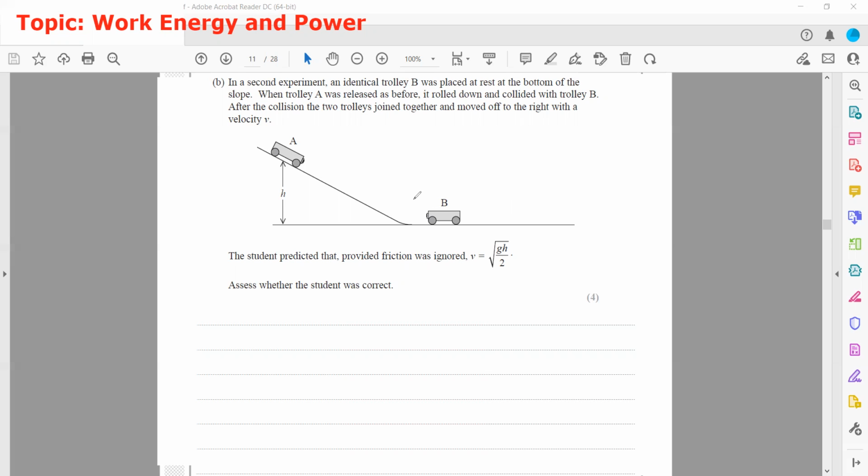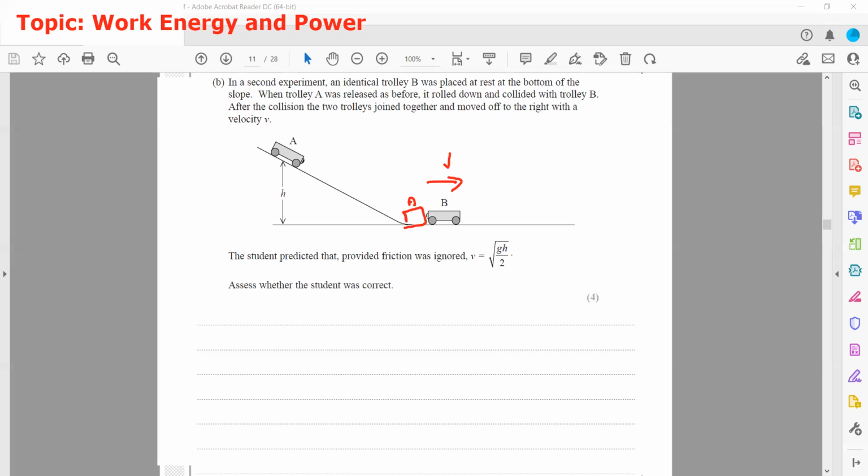So basically what happened, the two identical trolleys stick together and move with a velocity v. The student predicted that, provided the friction was ignored, like if we ignore the friction, then v is equal to the square root of gh divided by 2. And you have to assess whether the student was correct. So you can show it in terms of formulas only.